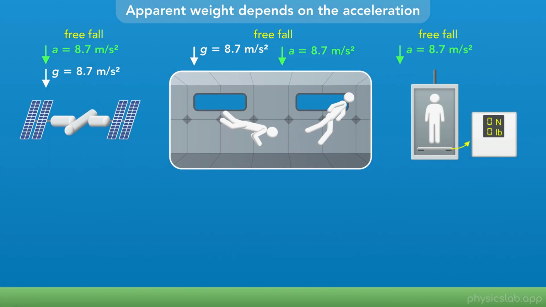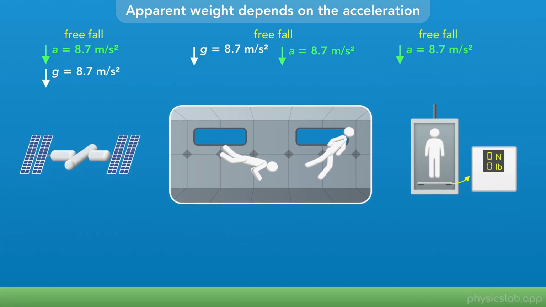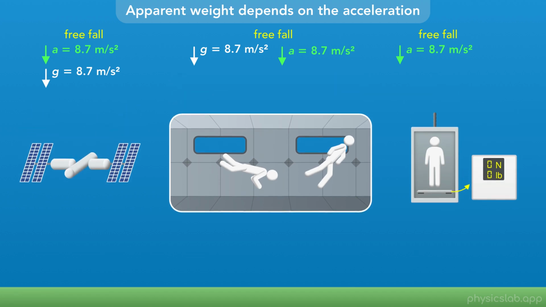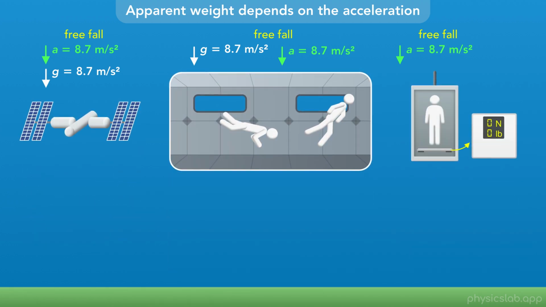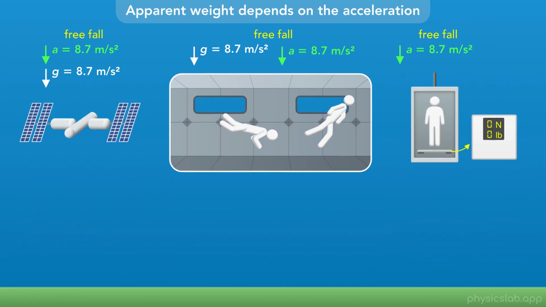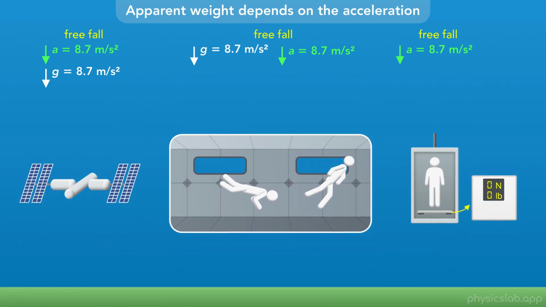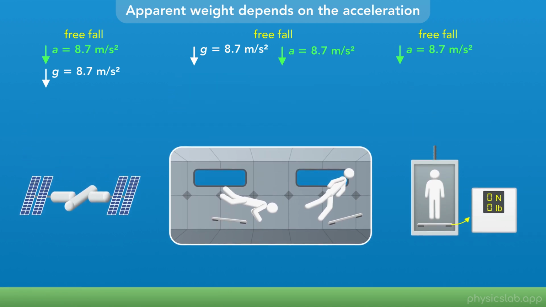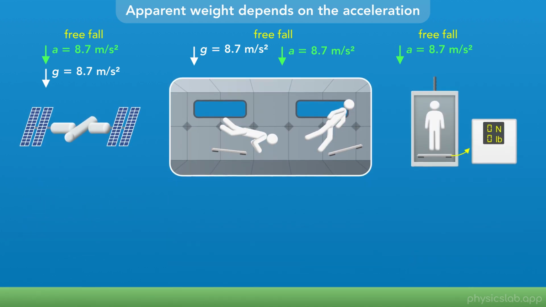Another way to think about this is that a person in the space station is basically the same as a person in a falling elevator. The astronauts and the space station are both falling at the same rate, so the astronauts have zero apparent weight, and they can move around the space station as it falls. If they had scales in the space station, they would also float around, and they wouldn't be very useful.